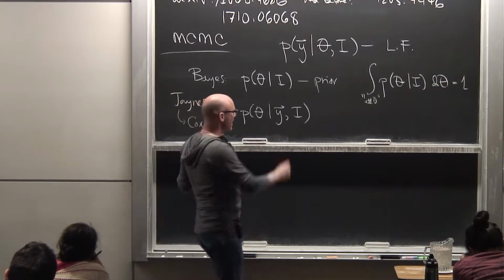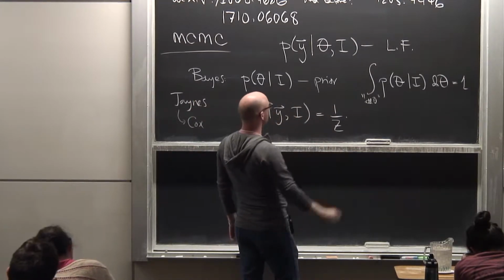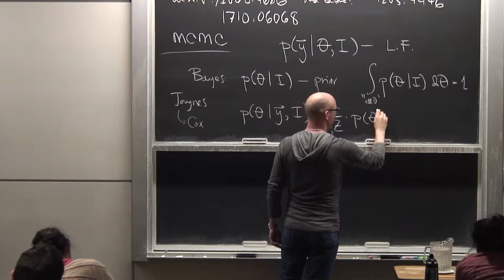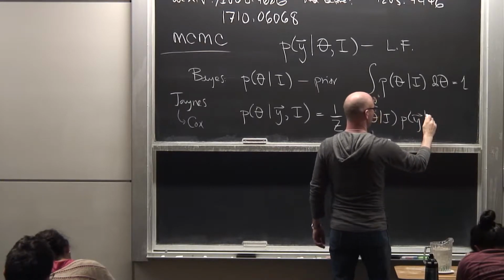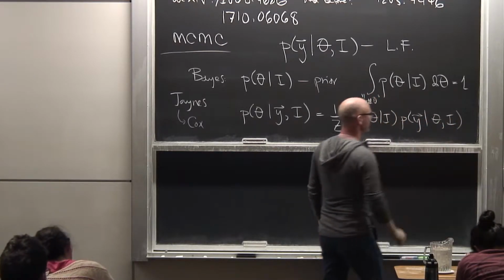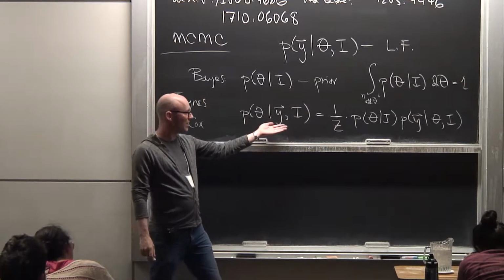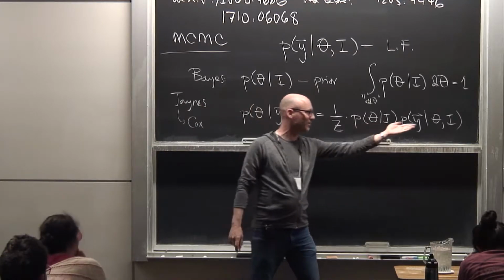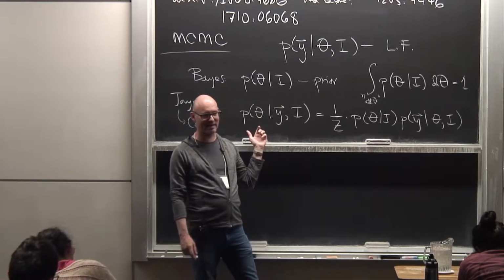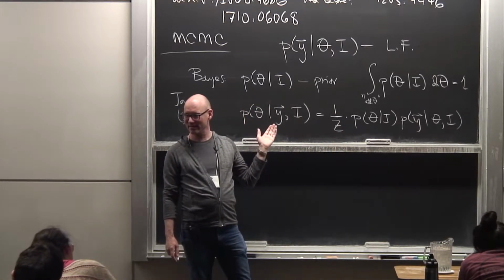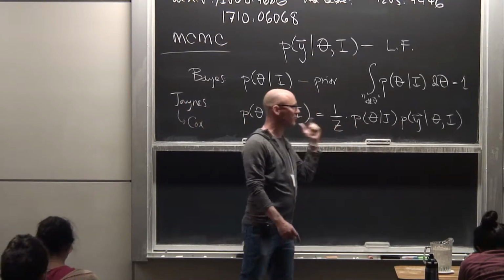And Bayes' theorem is that this thing is just some normalization factor times p of theta given I, p of y given theta and I. This posterior is constructed by multiplying the prior by the likelihood and renormalizing it so that once again it integrates to 1. See? That's the Bayesian step. You multiply the prior by the likelihood, renormalize.